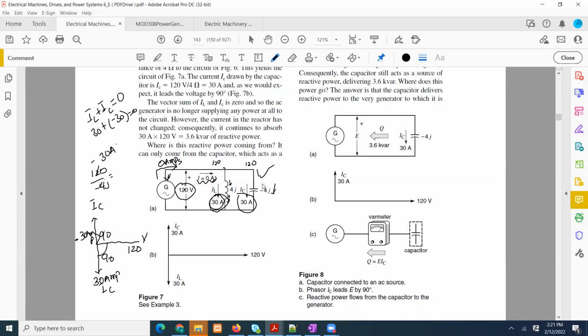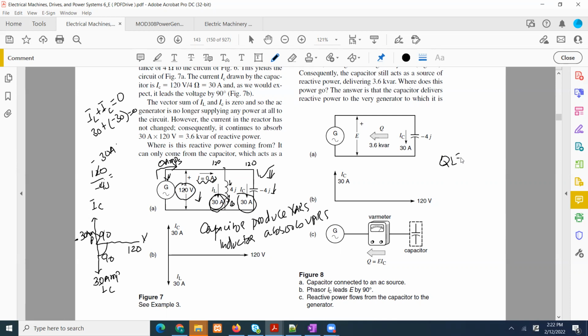There is no other component beside the capacitor, so it could be very easily concluded that the capacitor is providing the current which is needed by this inductor. So the capacitor produces VARs, and the inductor absorbs VARs. And how many VARs are absorbed by the inductor? That's very easy.